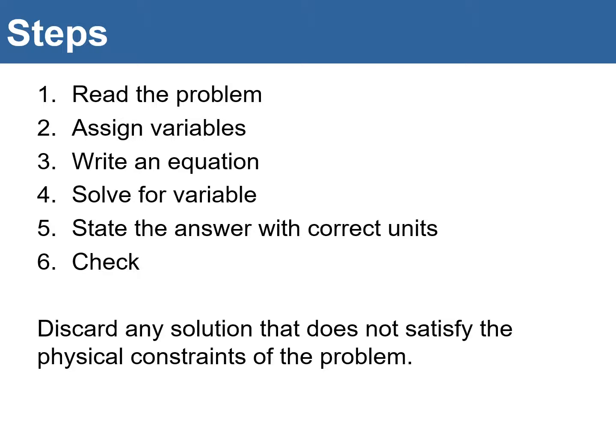I want you to write an equation that links the variables to the problem. I want you to solve for the variable you're looking for, state the answer with correct units, and of course, always check. Now, you're going to need to make sure you discard any solution that doesn't satisfy the physical constraints of the problem. That's part of the checking. So you're not going to have negative times and that sort of thing.